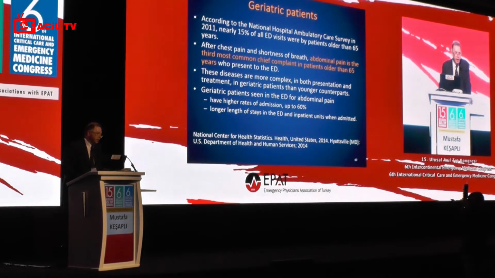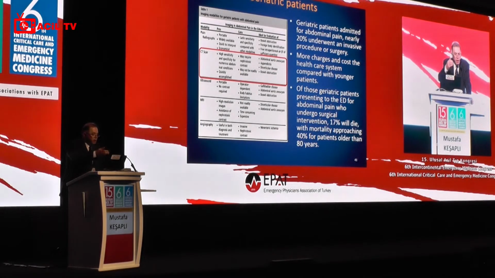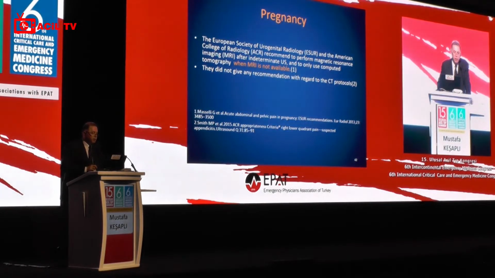So what about geriatric people? Geriatric people are almost 20 to 25% of our patients nowadays. Their complaints are chest pain, shortness of breath, and third is abdominal pain. And the management of their abdominal pain is sometimes so difficult, not the same as younger people. Their admission rate is high, and their surgical operation rate is high. Their mortality is also high, after 8 years it almost goes to 40 to 50%. So we also have to use the gold standard for geriatric people.